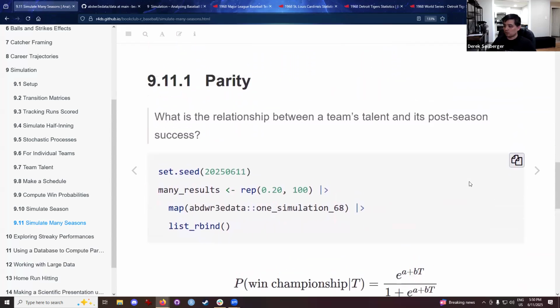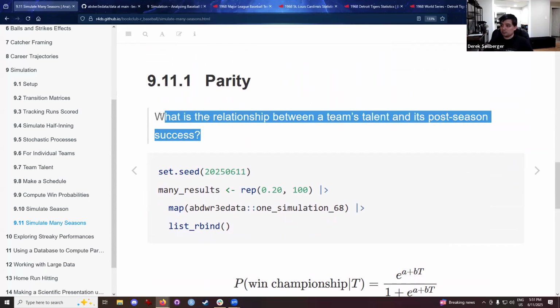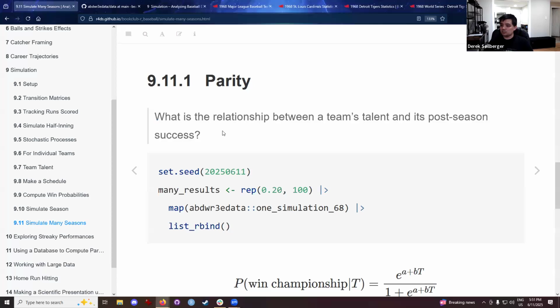And then finally, one more question that baseball fans and critics can address is the parity of it all. Is it fair? Can baseball teams reasonably expect to win a championship and a World Series? So what's the relationship between a team's talent and the postseason success?